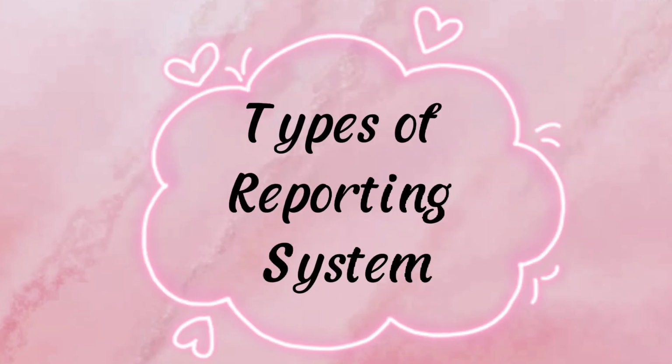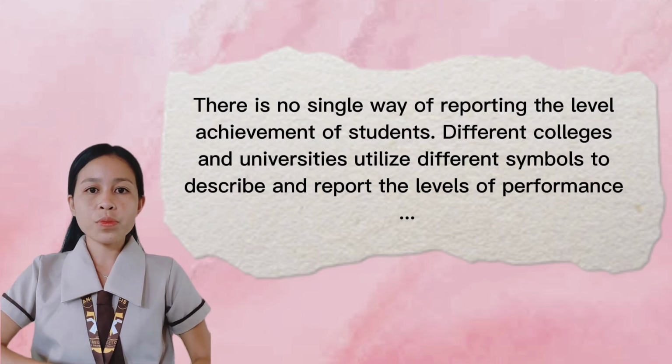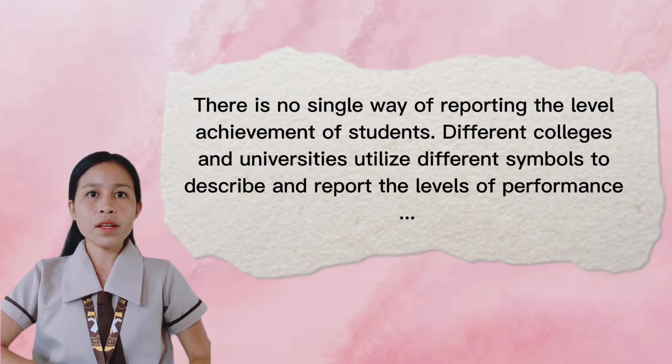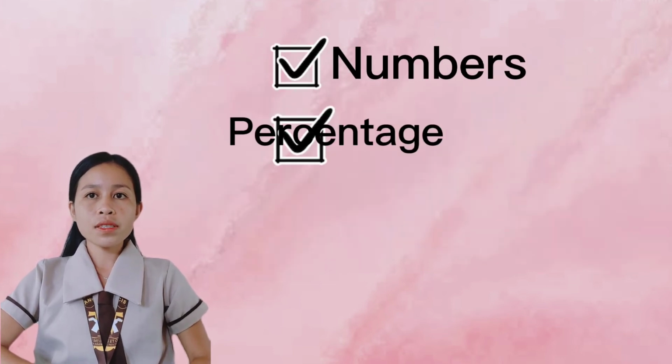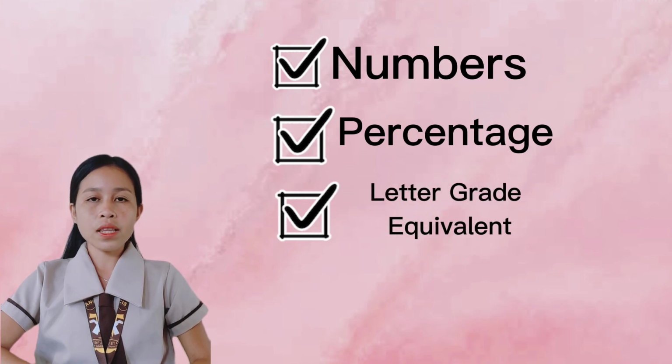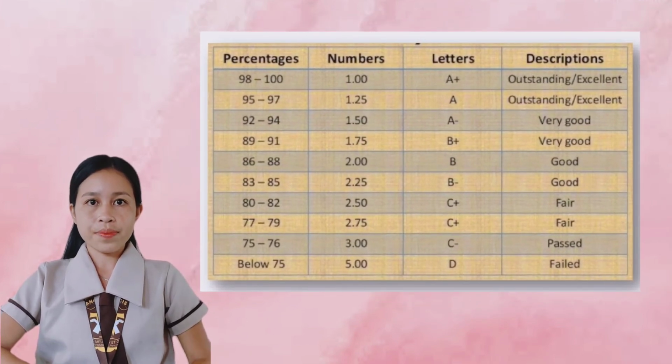Types of reporting system. Now, let's go to the types of reporting system. There is no single way of reporting the level of achievement of the students. Different colleges and universities utilize different symbols to describe and report the levels of performance or achievement of the student. This would depend on the grading policies of the institution. This can be numbers, percentage, letter grade equivalent, and description. The succeeding table presents examples of reporting grades for tertiary level.